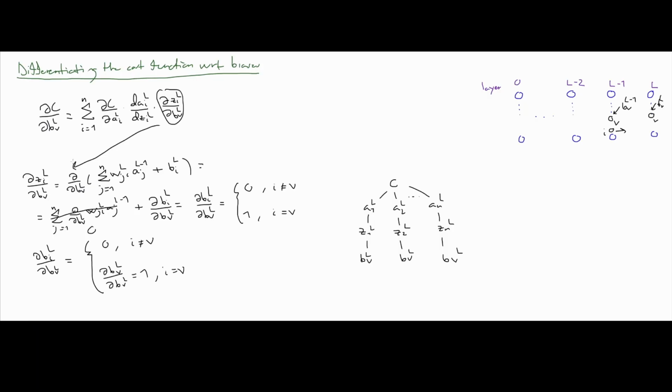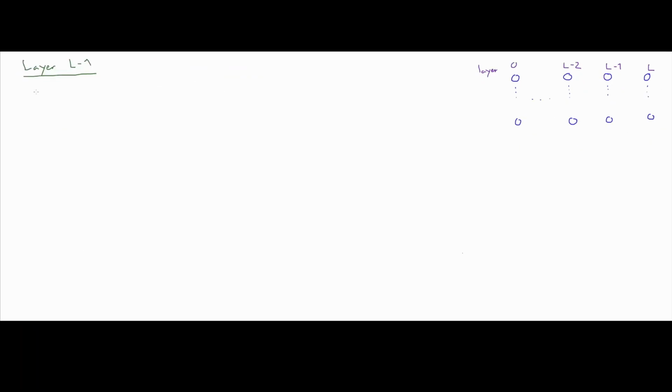And so substituting these terms back into the sum, we see that as any summation index not equal to v yields 0, our summation disappears, as we only get a non-zero term when i is equal to v, in which case this partial derivative becomes 1. So when i is equal to v, we get the partial derivative of C with respect to the activation in neuron v, multiplied by the derivative of this activation v with respect to its weighted input, multiplied by 1. Now we're done with the output layer L, and we move on to layer L minus 1.